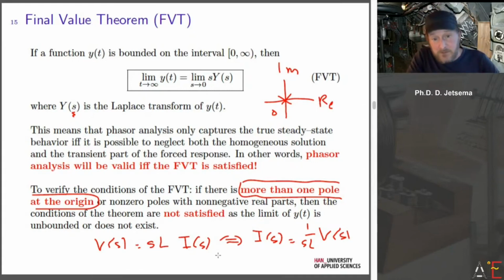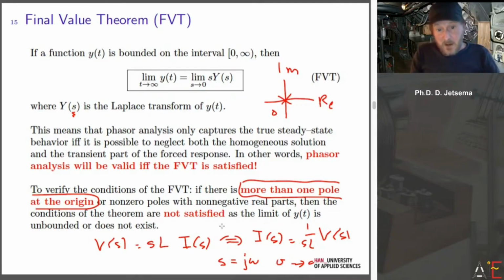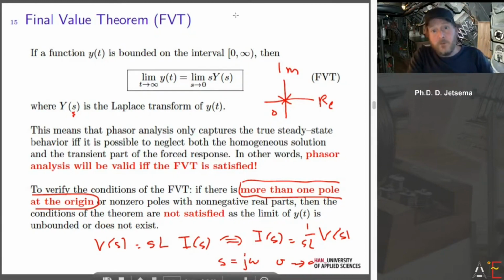And phasor analysis is just taking s to be j omega, which means that the real part of s goes to 0. That means that all the transients are gone. And then with s equal to j omega, you essentially just go into the Fourier domain. Okay? And this is all fine. So for one inductor, it works fine.